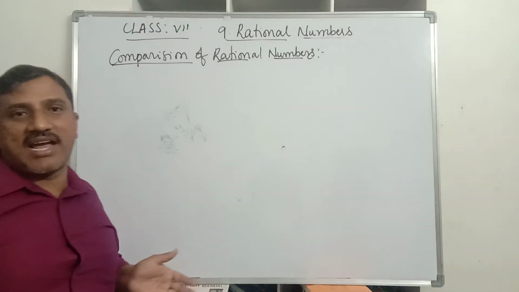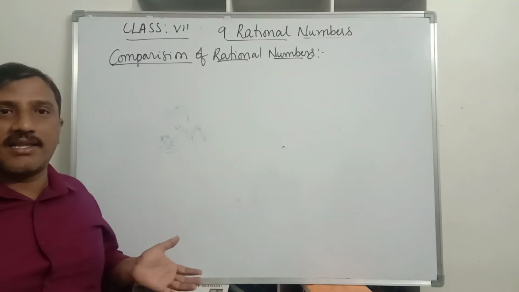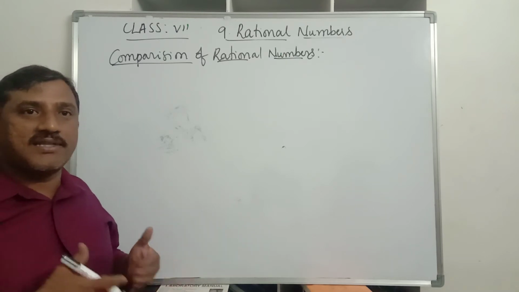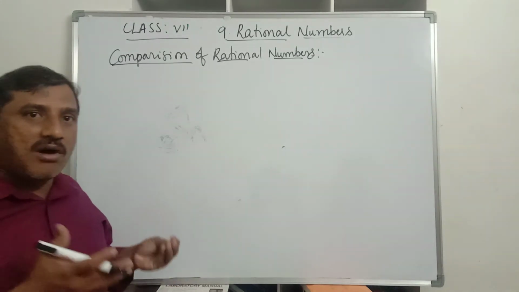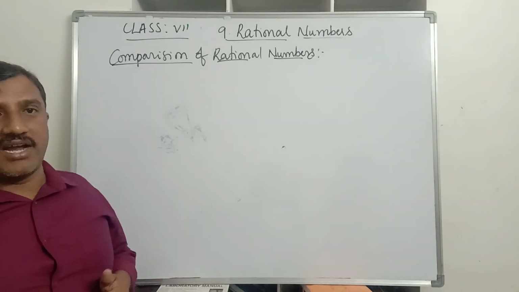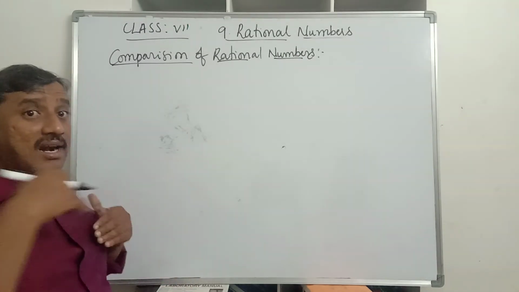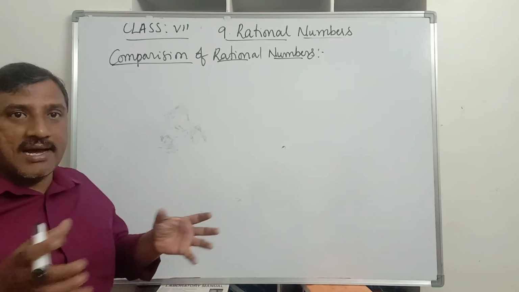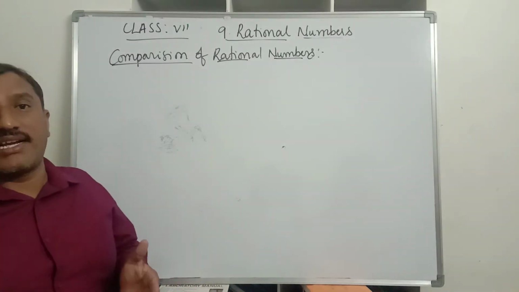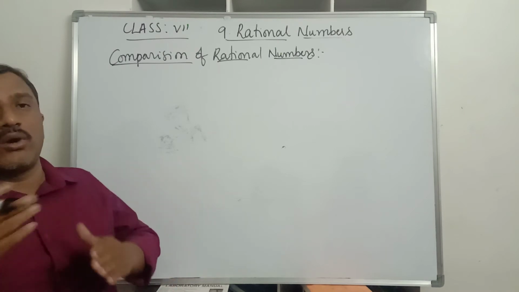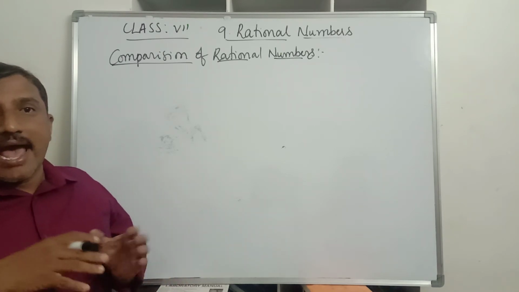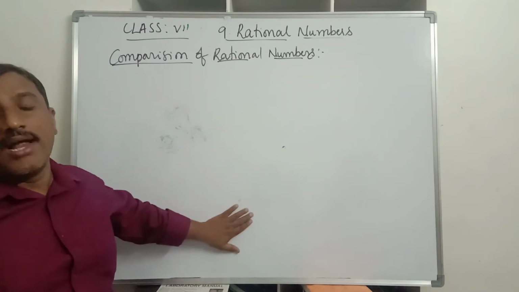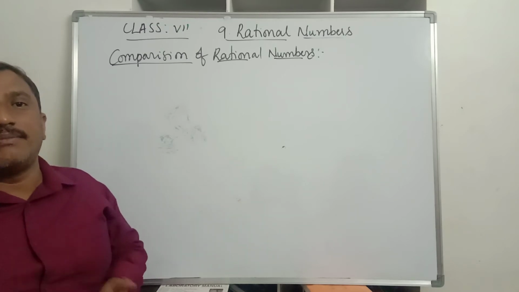How do we compare the fractions? If like fractions are there, we will compare their numerators. The fraction with the greater numerator is the greater fraction, and the fraction with the smaller numerator is the smaller fraction. Similarly, if the fractions are unlike fractions, how do we compare those fractions? By converting those fractions to like fractions, that is by taking the LCM of the denominators and changing those unlike fractions to like fractions, then again we follow the similar steps.